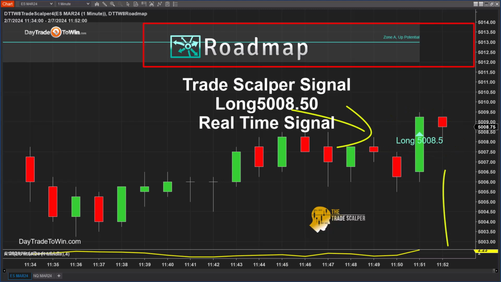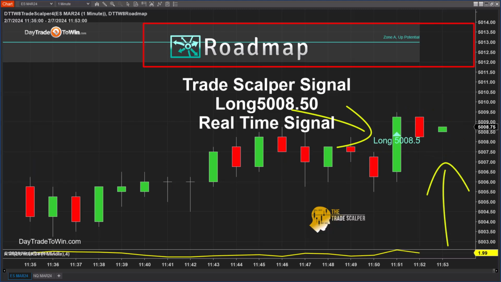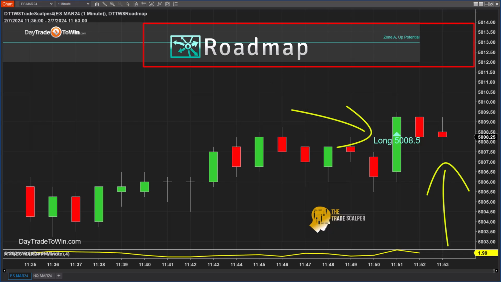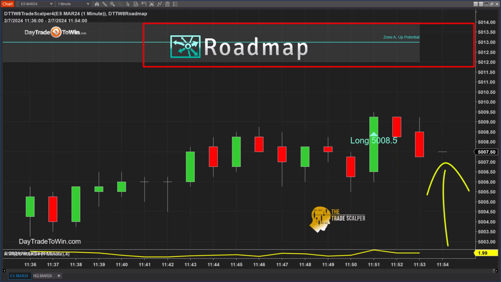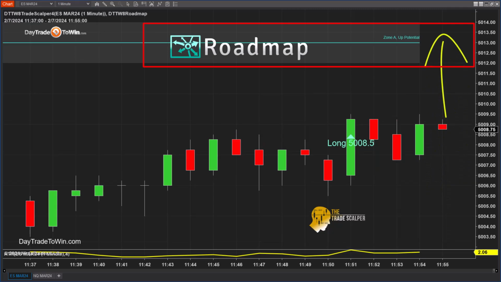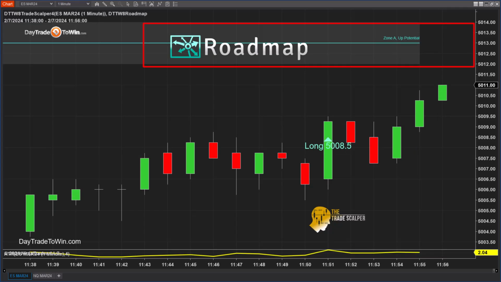5,008.50. So, knowing what we know about price action, DayTradeToWin teaches how to look at the markets a little bit different using price action. The idea behind using both of these indicators is to identify if we have anything conflicting, which means that we do not want to enter long in that roadmap area. So going long as it leads up to that roadmap area is perfectly fine. It's a great long trade, 5,008.50. So those of you who have the Trade Scalper should be long at this point, leading you up to the roadmap zone. So it's very clear how this works.